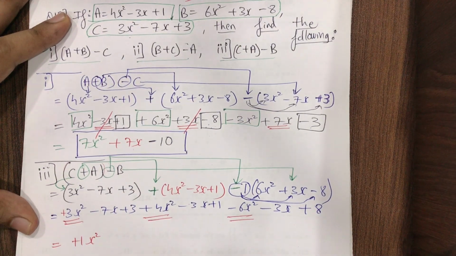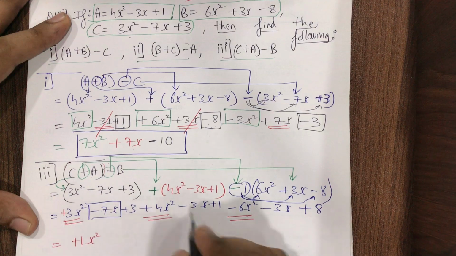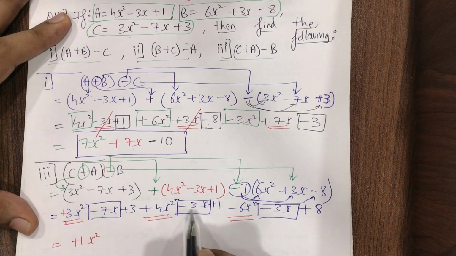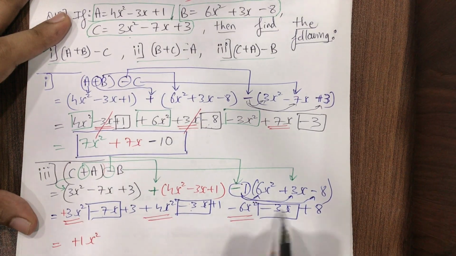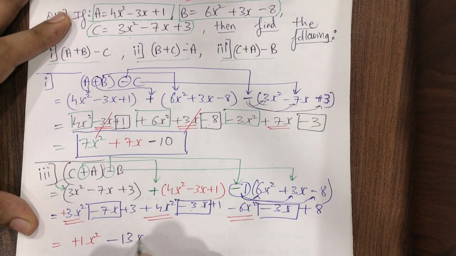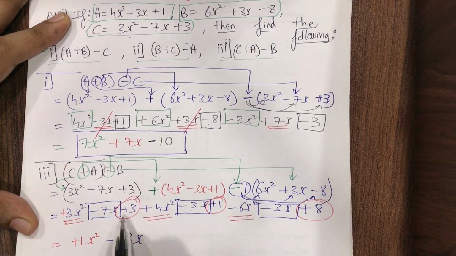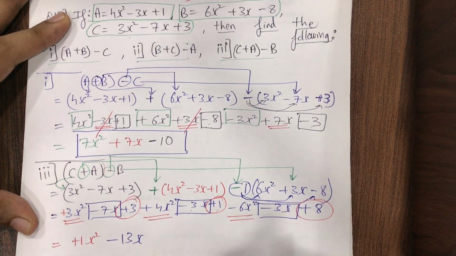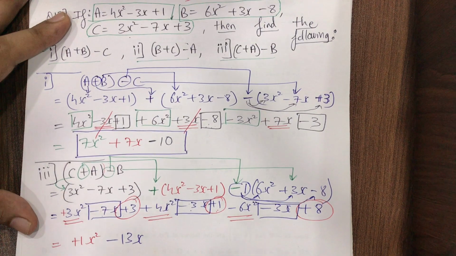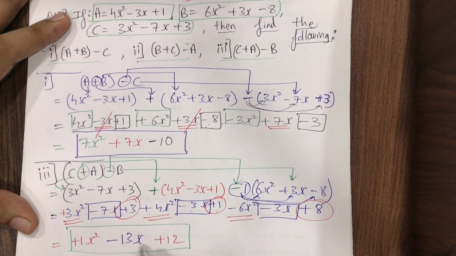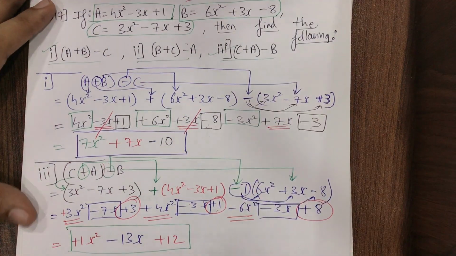Next we can see here I have minus 7x, here I have minus 3x, here I have minus 3x. So minus 7 and minus 3 becomes minus 10, minus 10 and minus 3 becomes minus 13, so minus 13x. Then here we have plus 3, here plus 1, here plus 8. Plus 3 plus 1 becomes plus 4, plus 4 plus 8 becomes plus 12. So I have here plus 12. Students, this is our answer: x square minus 13x plus 12. This is the answer of sub question 3.